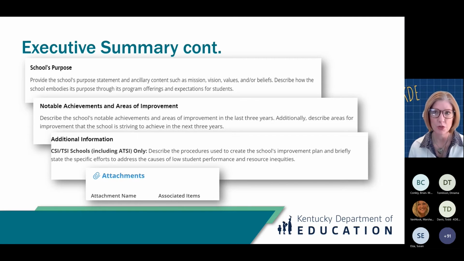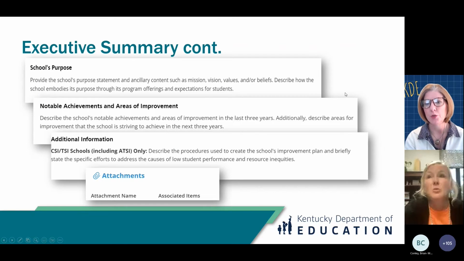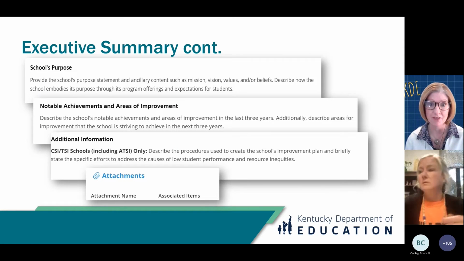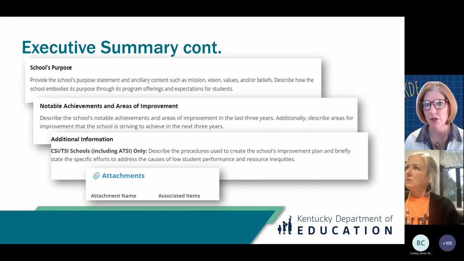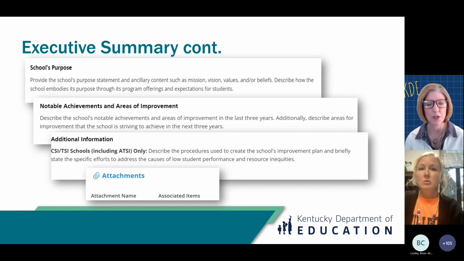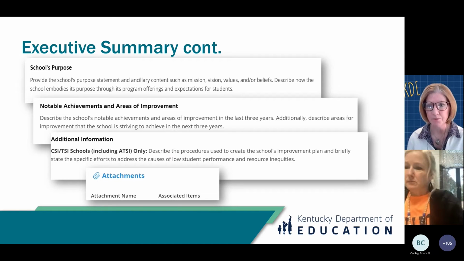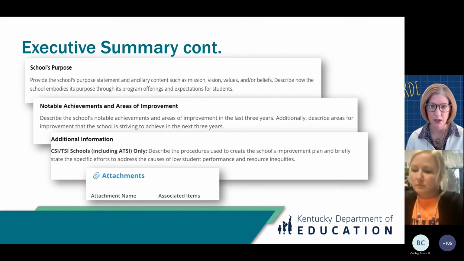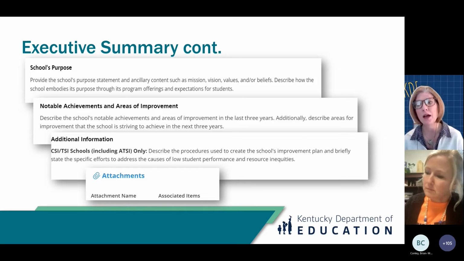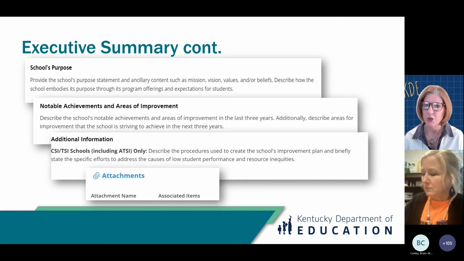The one difficult piece to this, because of the change in phases, was the question about whether you are a CSI or a TSI school. So we know that public identification did not happen until after the deadline for this, but schools and districts did have their data prior to that deadline. And so you probably had a pretty good idea of whether or not you were identified as one of those. But we do understand that you may not have fully thought about what is our procedure going to be for creating that school improvement plan, especially if I'm CSI or TSI, and for really thinking about resource inequities that may be going on and how we're going to address them. So you may have not put anything in there because you weren't publicly identified at the time that you completed it and submitted it.